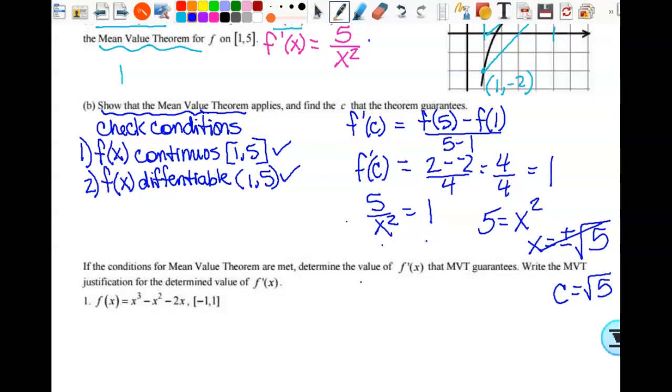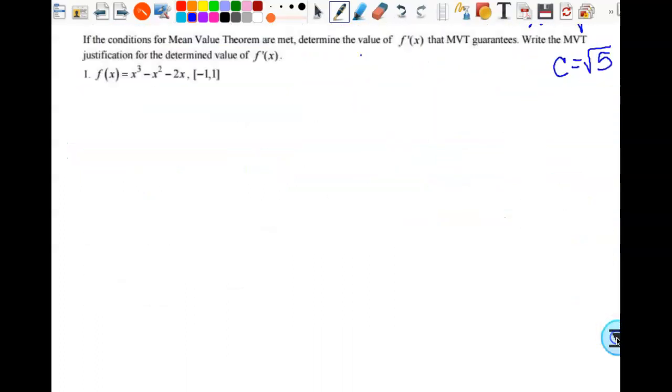What questions you got? This one asked me for the c value. Okay, so pay attention to the questions because this one just asked me how many times has it happened. This one asks me find the C value where it would actually happen. This one doesn't say to find the C value. This one says if the conditions are met, so if they're met, so we got to check that, determine the value of f prime of x that MVT guarantees. Okay? So we got to check our conditions.